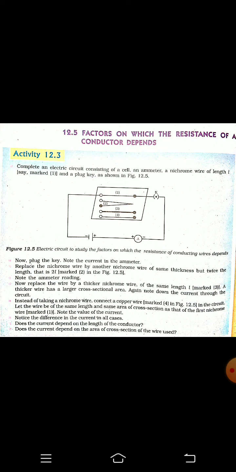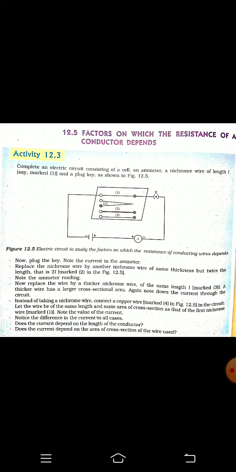Here it is not a battery, it is a cell. An ammeter. For what do we have to use an ammeter? Because it measures the electric current flowing through the circuit. Then we have to use a nichrome wire of length L, marked 1, and a plug key as shown in the figure. Now in the figure you can see there are numbers written 1, 2, 3, 4 for different lengths of a wire.